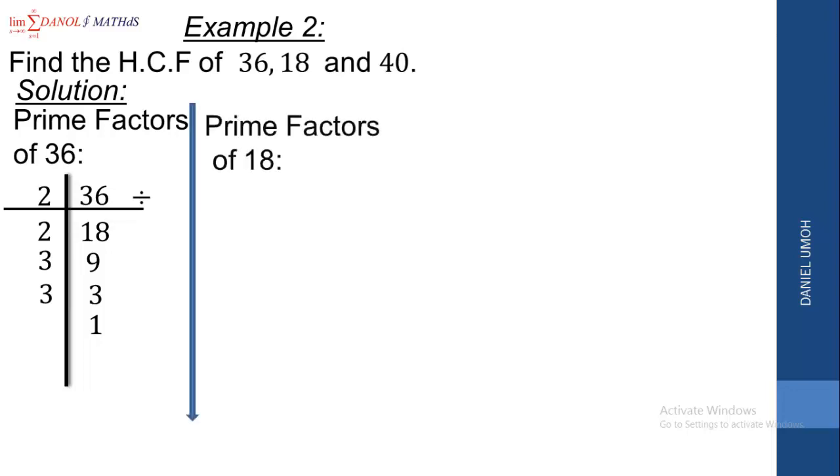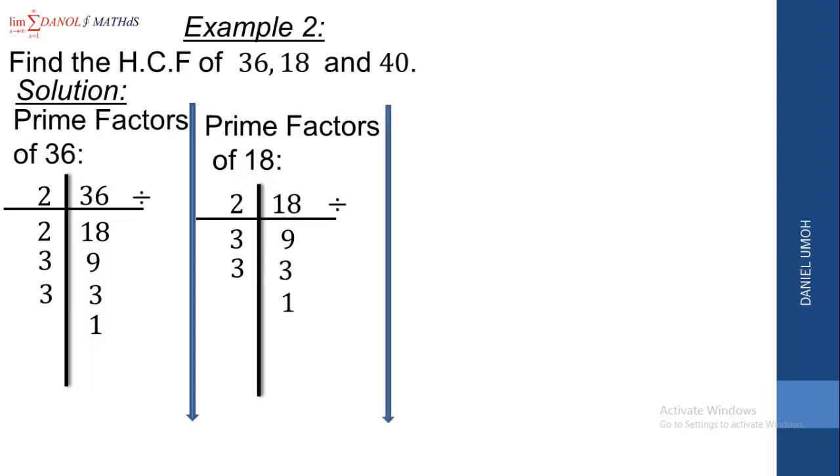Now, let's check out the prime factors of 18. We now have our 18. The smallest number that can divide 18 without a remainder is 2. We say 18 divided by 2, that gives us 9. So what can go into 9? Of course, 3 will go because 2 cannot go there. We say 9 divided by 3, that gives us 3. The smallest prime number that can go into 3 is 3. So we say 3 divided by 3, and that gives us 1. So these are the prime factors of 18.